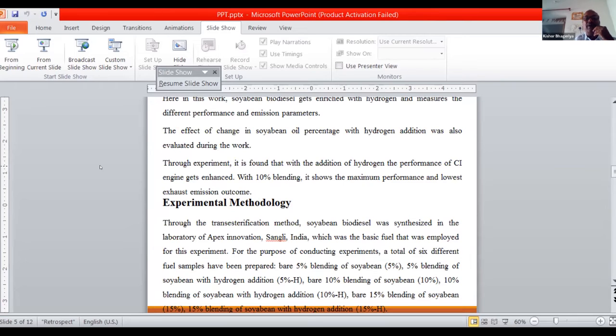For the purpose of conducting the experiment, a total of 6 different fuel samples were to be prepared. First is the 5% blending of the soybean, second is 5% soybean plus 5% hydrogen, third is 10% soybean, fourth is 10% soybean plus 10% hydrogen, fifth is 15% soybean oil, and last one is the 15% soybean plus hydrogen. So such 6 fuel samples are being prepared for the comparison.